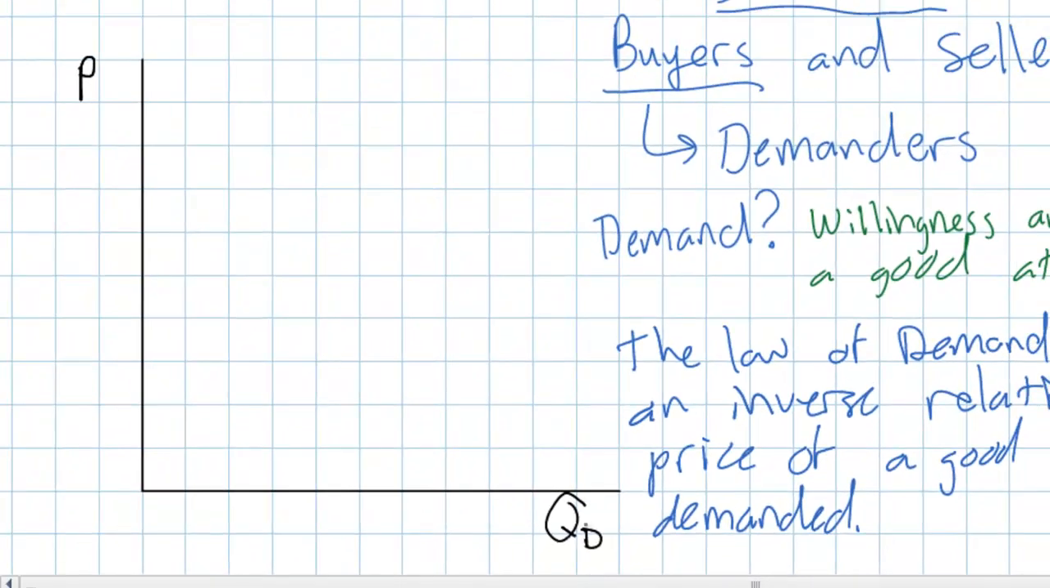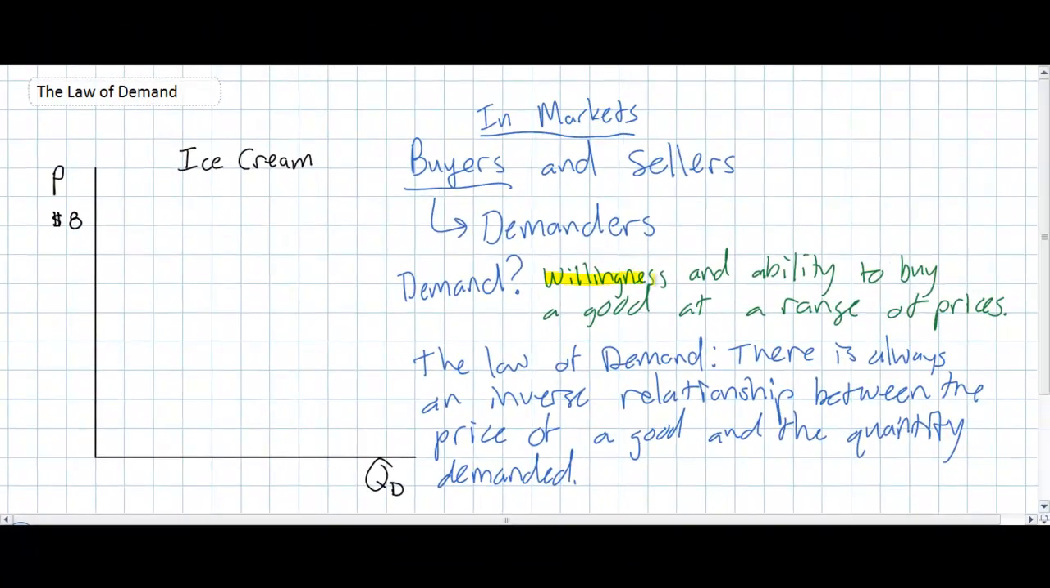So for illustration's sake, we're going to look at the market for ice cream today. Let's hypothetically assume that the price of ice cream is very high at $8 per scoop. So I'll put a point up here at $8. At a price of $8 per scoop, it's reasonable to assume that a very low quantity of ice cream will be demanded. The reason for this is that there are very few consumers who are both willing and able to buy ice cream for $8 per scoop.